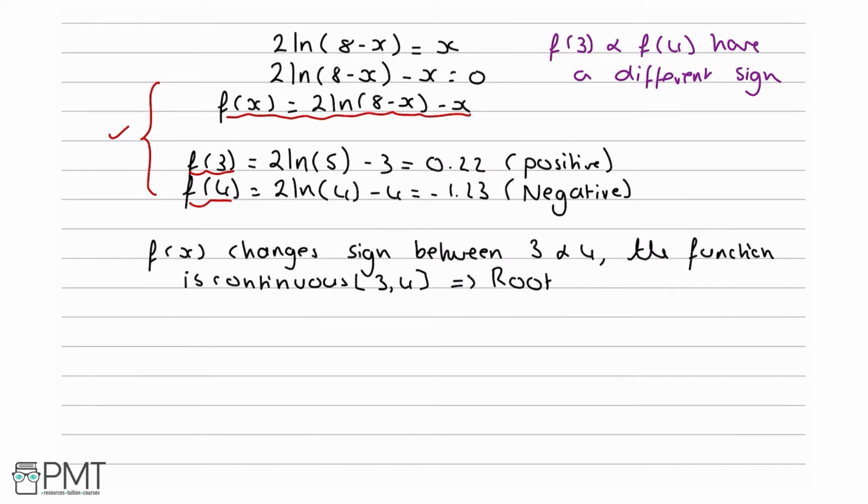Your next point comes from getting 0.22 and minus 1.23 and doing your argument. So stating explicitly that f(x) changes sign and the function is continuous. Okay. So you need this positive and negative shown, so 0.22 and minus 1.23, and your concluding statement of f(x) changes sign and is continuous, okay, all to get your next point.